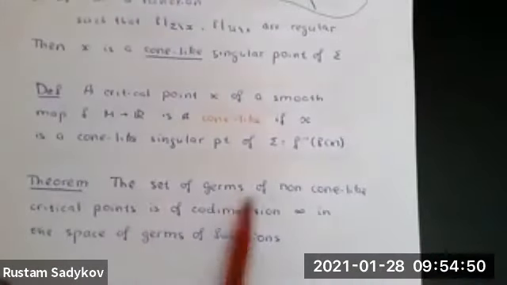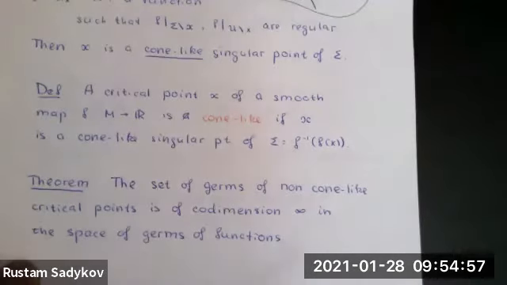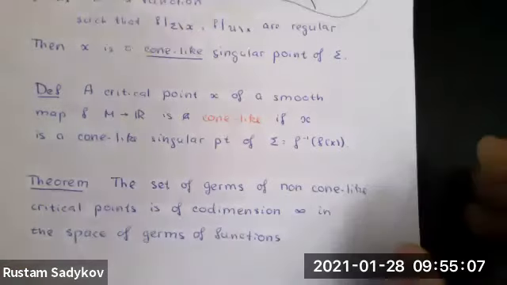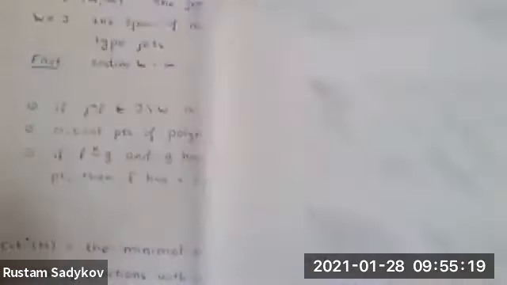The reason why we like this definition is because we can prove that the set of germs of non-cone-like critical points is of codimension infinity in the space of germs of functions. So these non-cone-like singular points almost never appear, and in singularity theory they are basically ignored completely. But for this problem, I'm not sure that we can ignore them. In any case, let me show how to prove that these non-cone-like critical points are of infinite codimension.